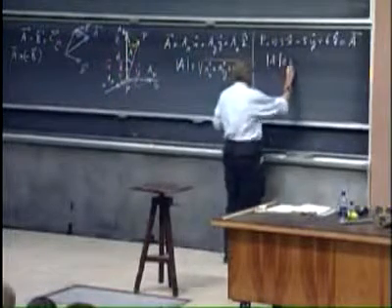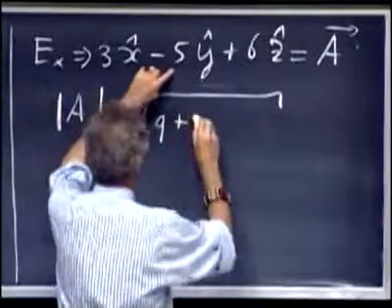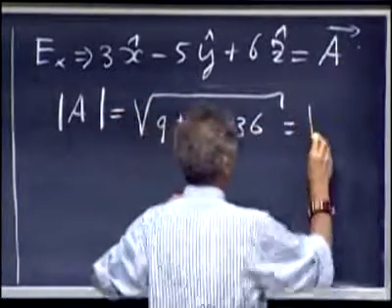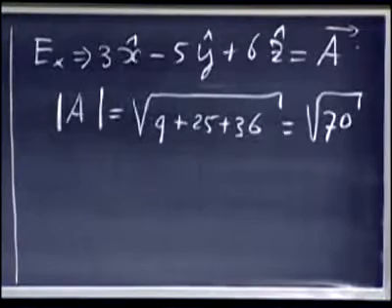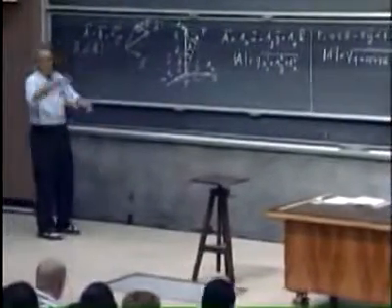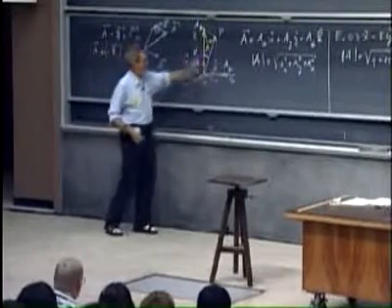So that would be the square root of 3 squared is 9, 5 squared is 25, 6 squared is 36, so that's the square root of 70. And suppose I asked you, what is theta? It's uniquely determined, of course. This vector is uniquely determined in 3-dimensional space. So you should be able to find phi and theta.